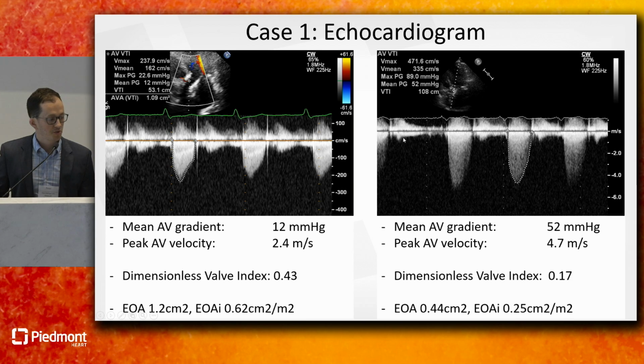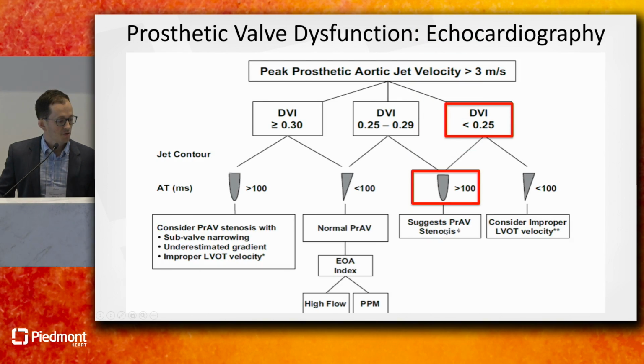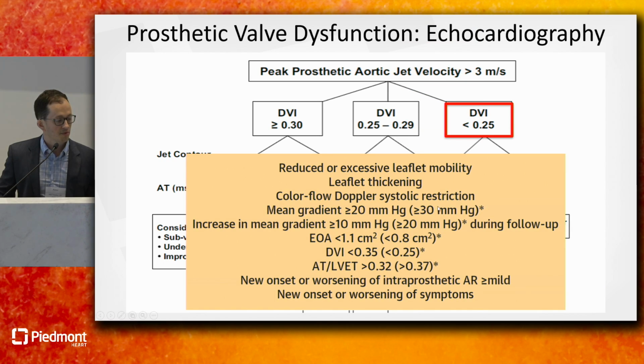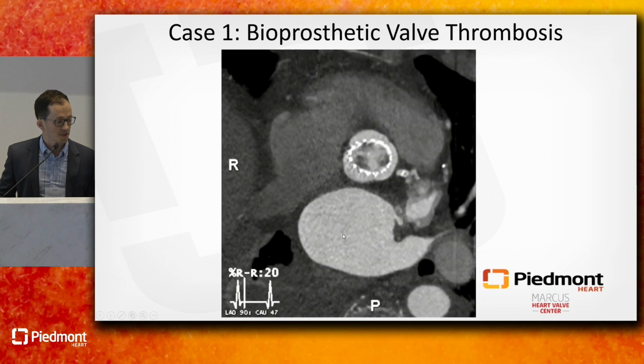His repeat echo 2 years later showed a mean gradient of 52, significant drop in his dimensionless valve index, and a much smaller EOA. So again, looking at the echo parameters, he had all the red flags that we look for. His mean gradient was over 20. It was an increase of over 10 from his baseline echo. His EOA was less than 1.1. DVI was less than 0.25. And his acceleration time over ejection time was over 0.32, which is suggestive of bioprosthetic valve dysfunction.